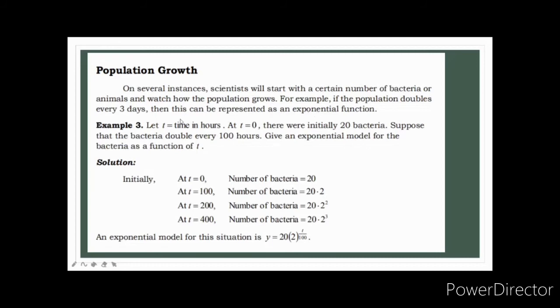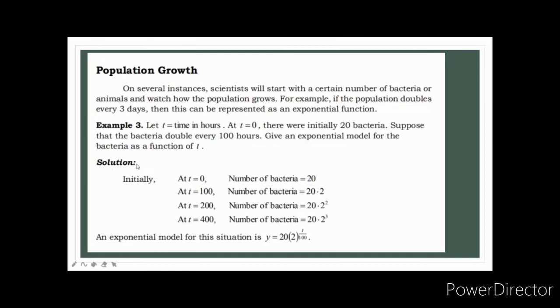Example number 3. Let t equal time in hours, and at t equal to 0 there were initially 20 bacteria. Suppose that the bacteria double every 100 hours. Give an exponential model for the bacteria as a function of t. Now, let's have the solution.